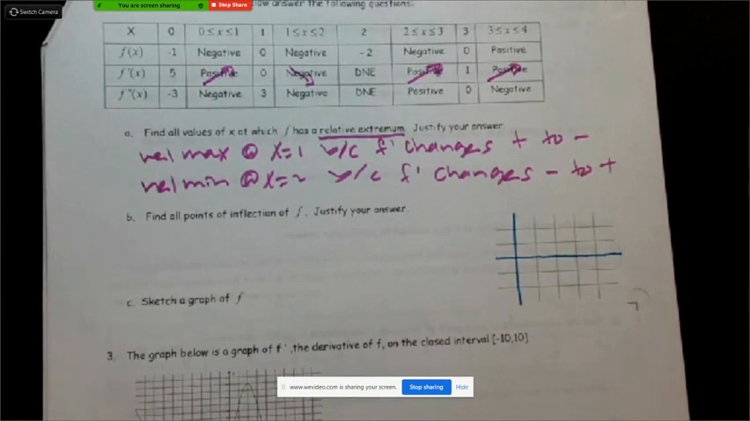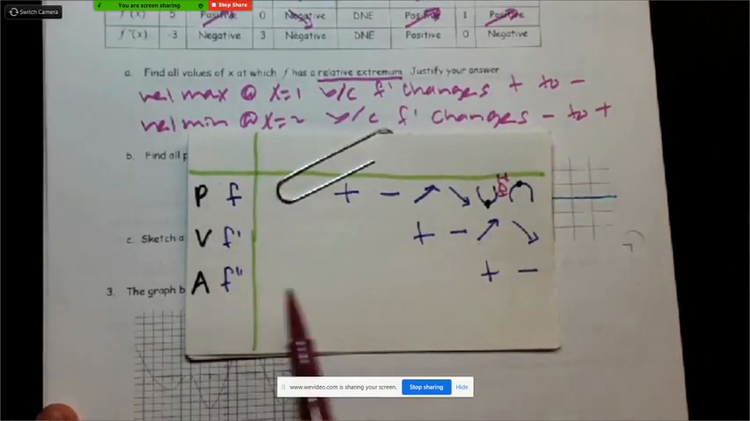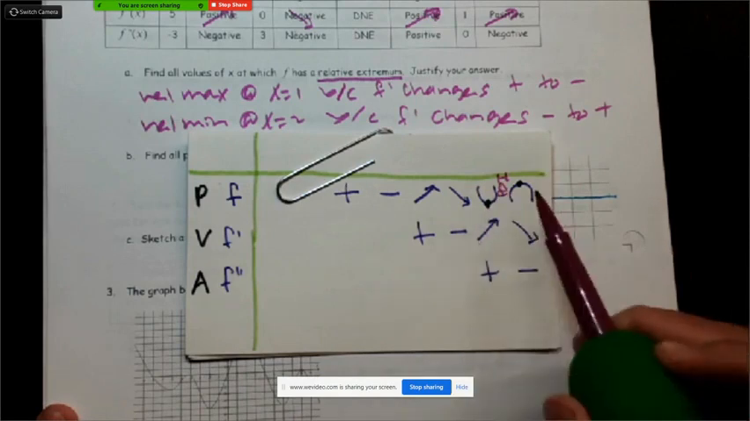And then part B is asking us for points of inflection. So points of inflection happen when we have changing concavity. So I'm going to go back to my card. If my second derivative is positive, it's concave up. If my second derivative is negative, it's concave down.